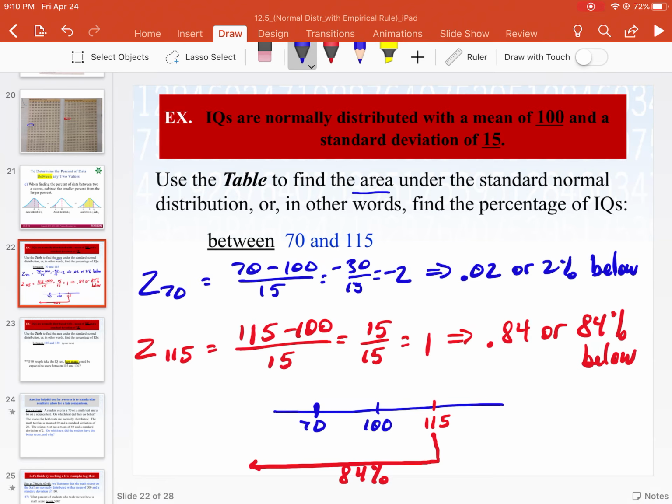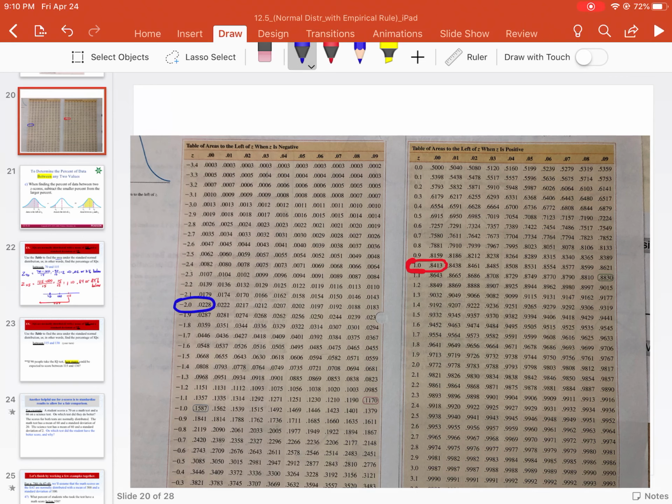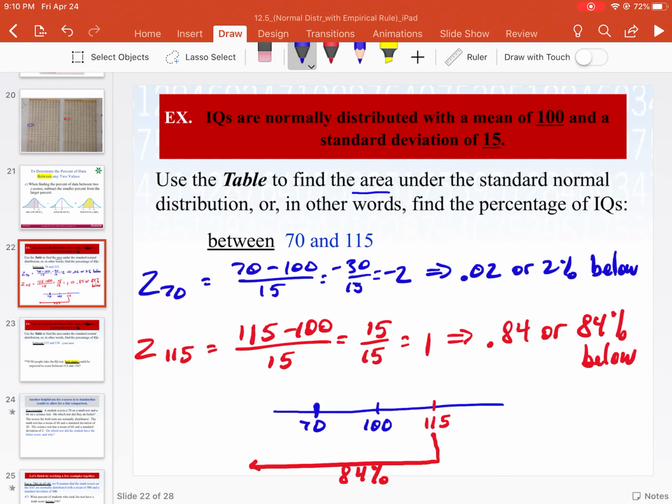and 70 has what? 2%. -2. I'm going to just double check that. Yep. Okay, it just seemed like a very small percent.